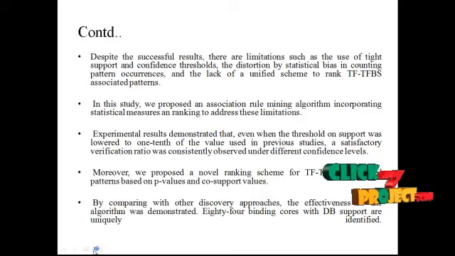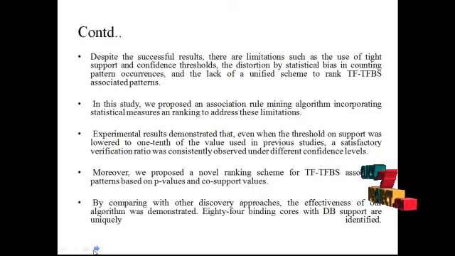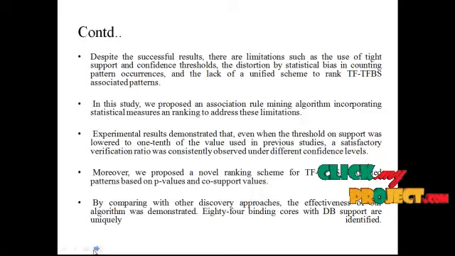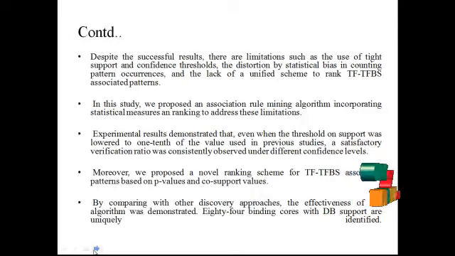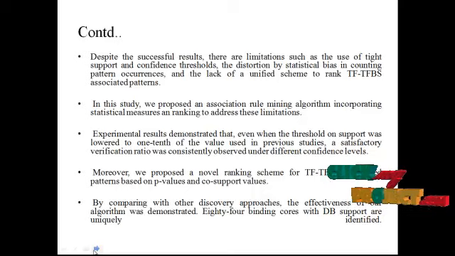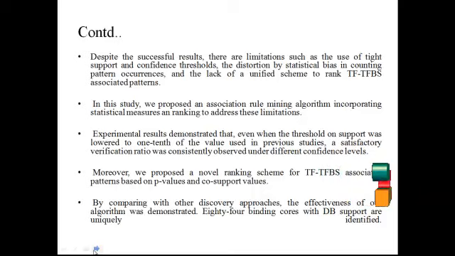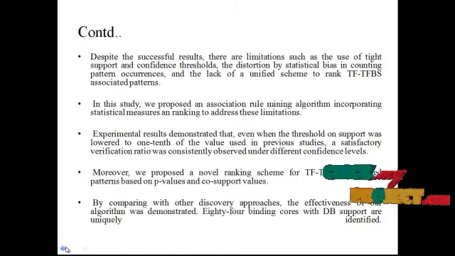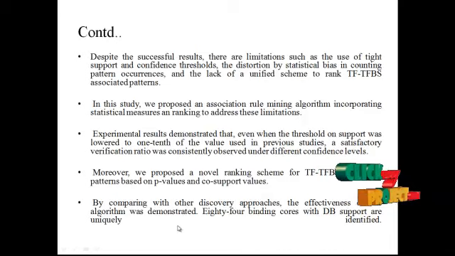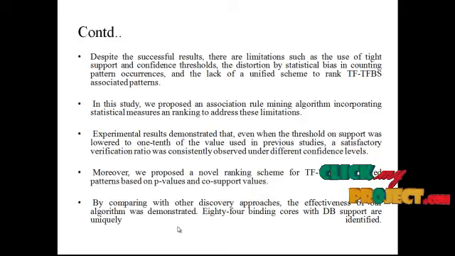Experiment results demonstrated that even when the threshold on support was lowered to one-tenth of the value used in previous studies, a satisfactory verification ratio was consistently observed under different confidence levels. Moreover, we proposed a novel ranking scheme for TF-TFBS sequence associated patterns based on p-values and support values. By comparing with other discovery approaches, the effectiveness of our algorithm was demonstrated. 84 binding cores with DB support are uniquely identified in our process. These are the main objective and abstract of our process.